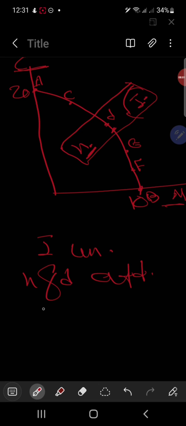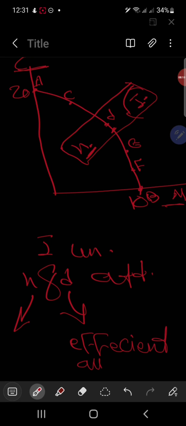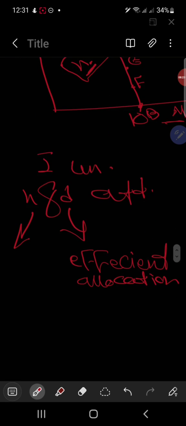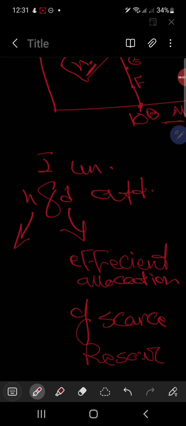So what is the difference between H and D? The difference between H and D is that D uses our resources fully, so it describes our efficient allocation of scarce resources, while H is representing inefficiency.